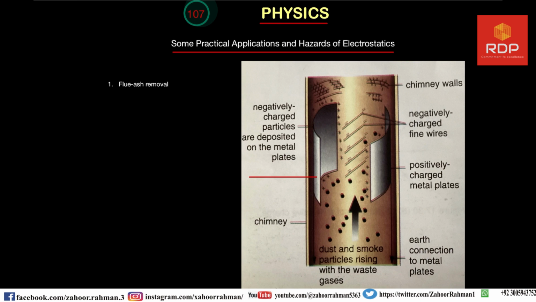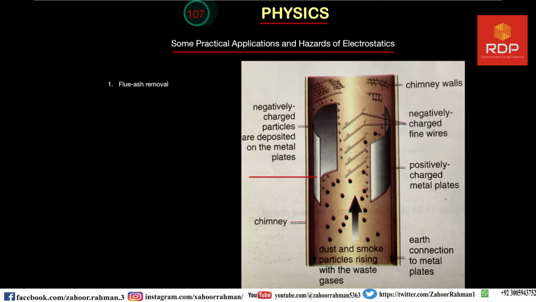The first very important application, which relates to environmental pollution, is flue-ash removal. What is flue-ash? A mixture of smoke and dust particles. One important application is the removal of flue-ash from a modern coal-fired power station by means of an electrostatic precipitator. The figure is shown, and that is the electrostatic precipitator. How it is working, let us discuss it.